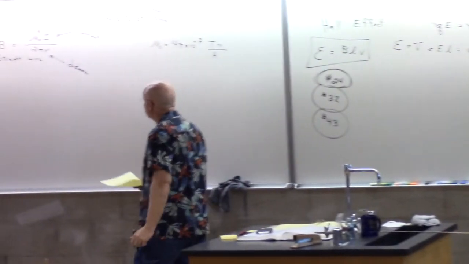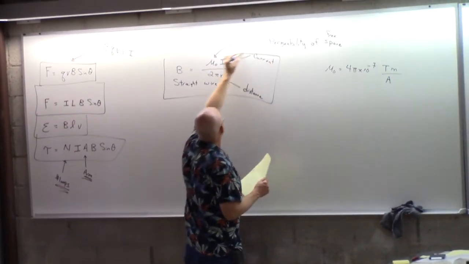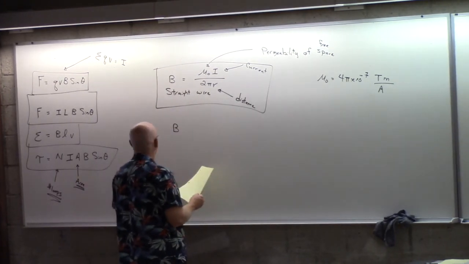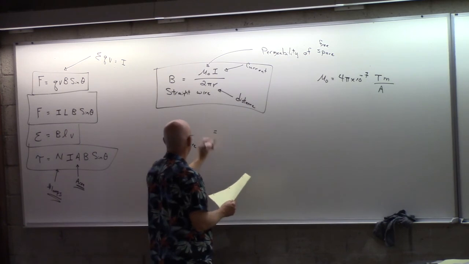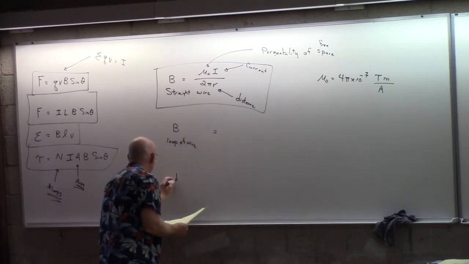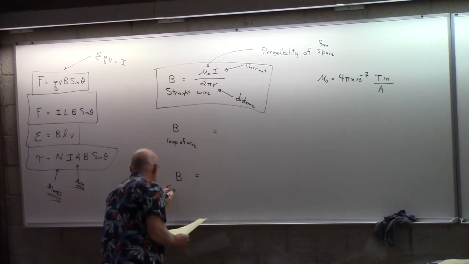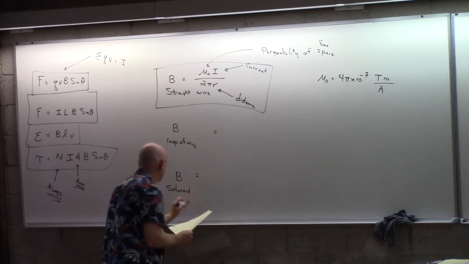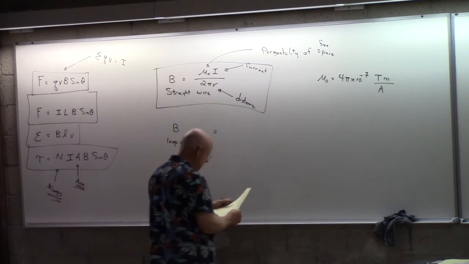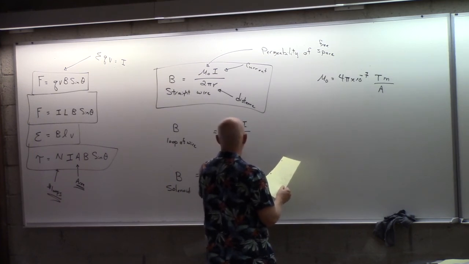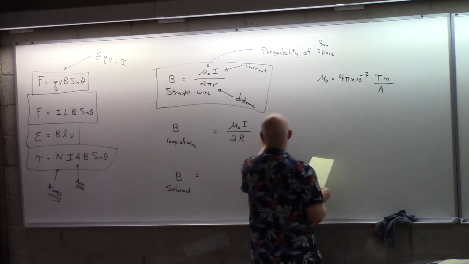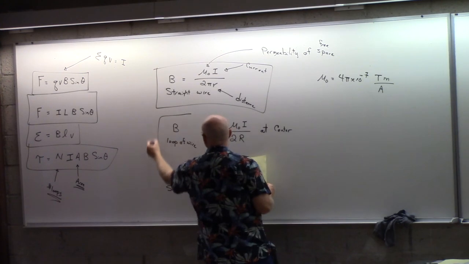In fact, your author does this same procedure for a few other geometric shapes. He says this is the formula for a long straight wire. What if instead you have a loop of wire? Or what if you have a solenoid, which is really a bunch of loops put together? Well, let me show you these, and I'll put the formula on here first. For a loop of wire, this would be the magnetic field at its center.